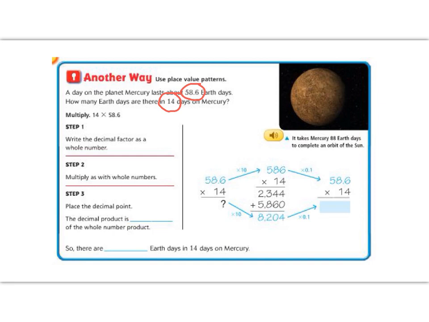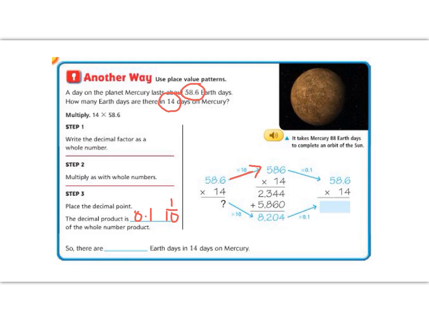58.6. So it says if we're going to multiply by less than a whole number, then we want to know that we are multiplying by 0.1 or 1/10 in order to move our decimal out of the way. So first we're going to multiply by 10.